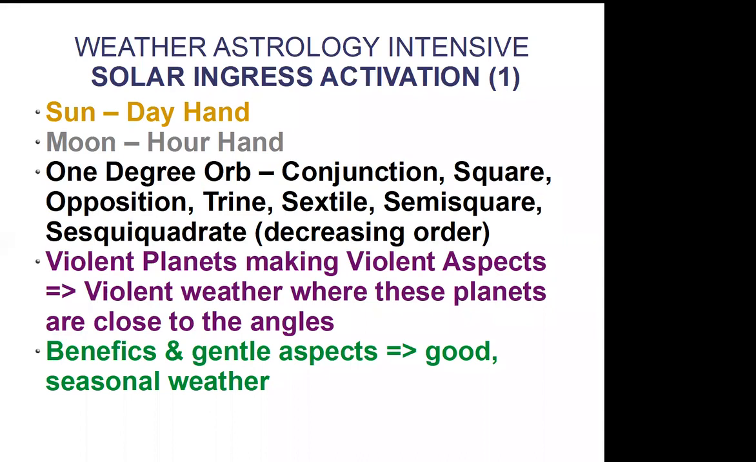Violent planets making violent aspects, you can expect violent weather where these planets are close to angles, and when they aspect planets in the solar ingress, fourth, first, or any angular houses, but fourth gets the priority. Fourth is big in weather astrology. And also the angles themselves. Benefics and gentle aspects. So we've got Venus sextiling the moon. We'll probably get some nice, gentle, good rain.